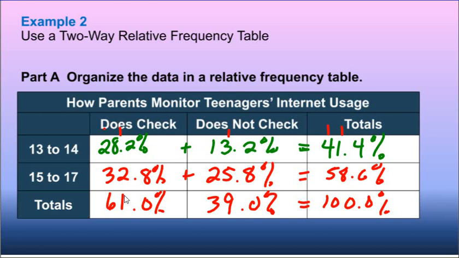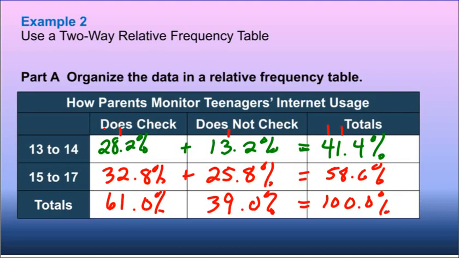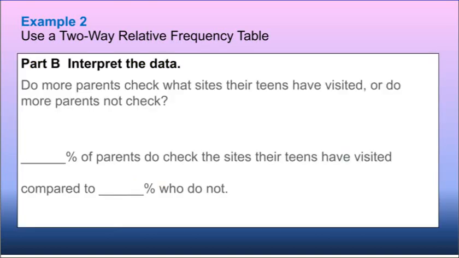Now that we have the relative frequency table created, we can use it to answer the questions. Do more parents check what sites their teens have visited, or do more parents not check? So if I go to here, do check is 61%, does not check is 39%. So there are more parents that do check their teens' internet usage. That would be 61% of the parents checking the sites their teens have visited, compared to only 39% who do not.